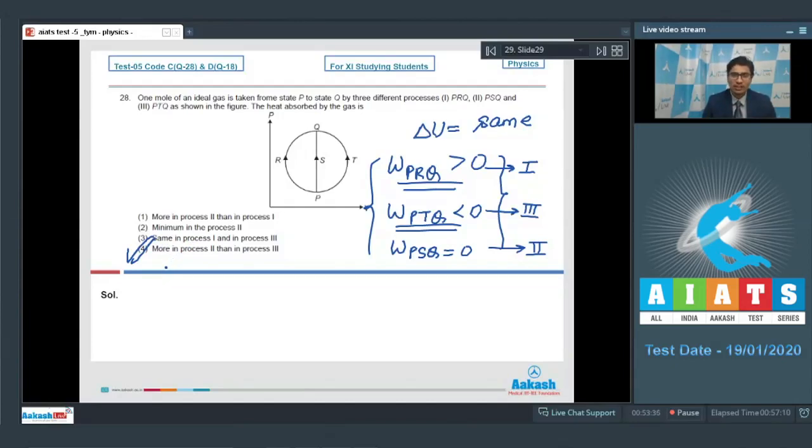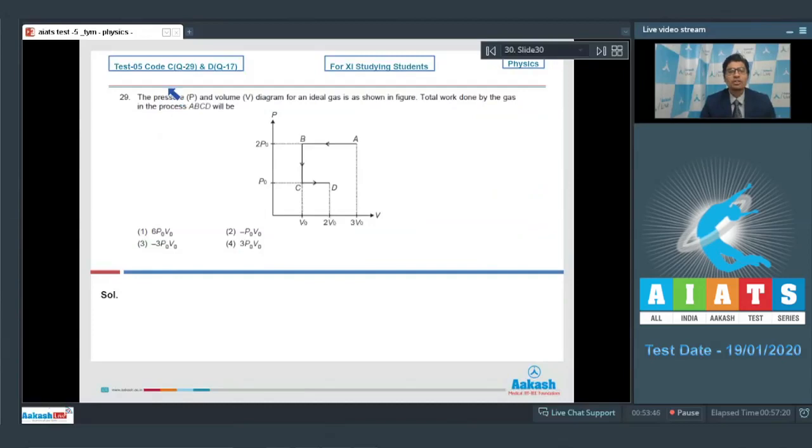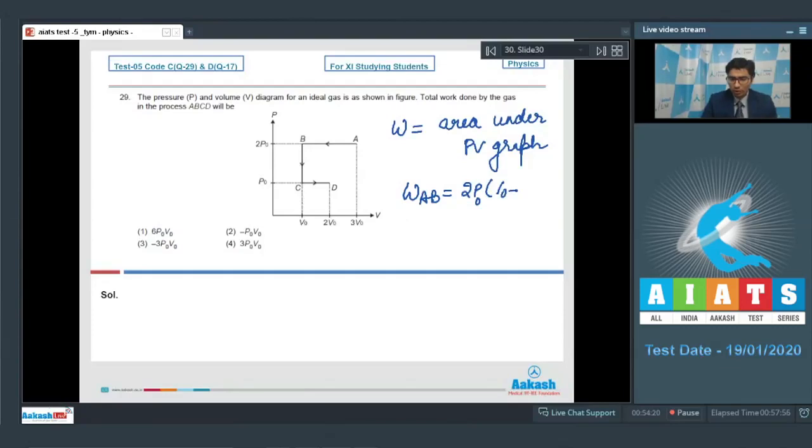Now let us proceed and discuss question number 29. Question 29 says the pressure and volume diagram for an ideal gas is as shown in the figure. The total work done by the gas in process A, B, C, D will be. Dear students, the work done is equal to the area under the PV graph. Work done under the AB curve would be equal to 2P naught into V naught minus 3V naught, that will be minus 4 P naught V naught.